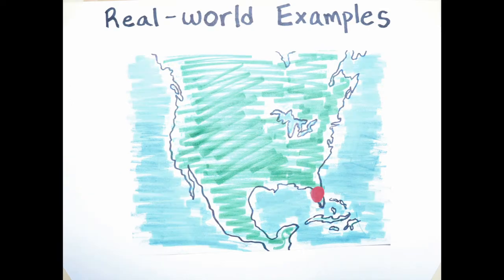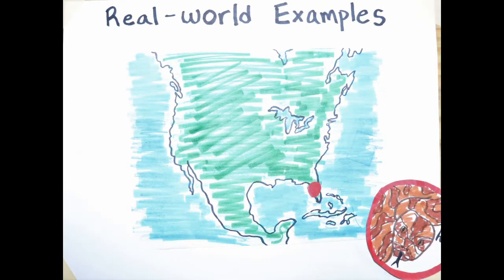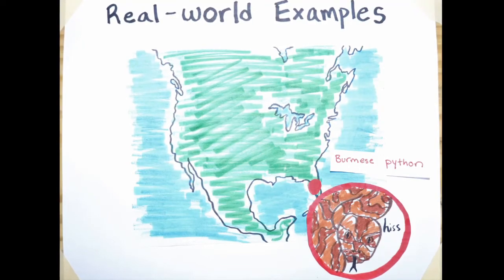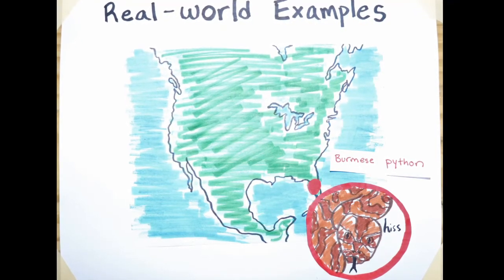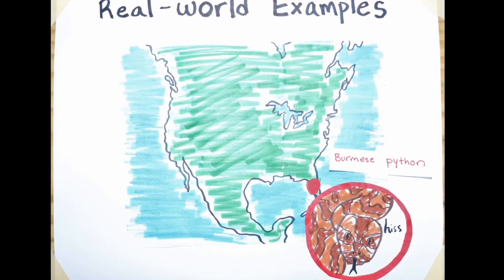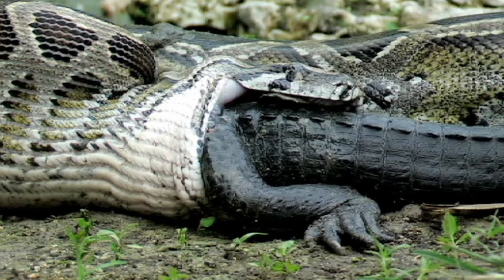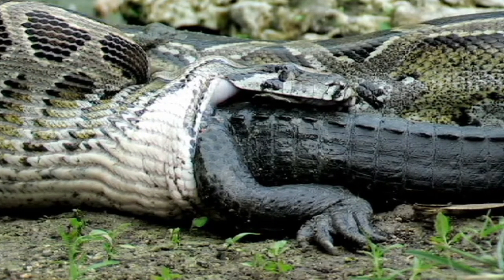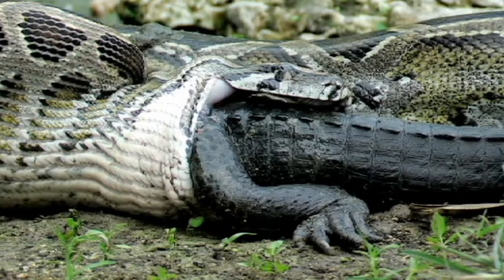The Burmese python, native to Southeast Asia, was released into the Florida Everglades in the 1970s by irresponsible pet owners. There, it has no natural predators. It can even eat alligators. As the python numbers grew, they outcompeted natural predators in the ecosystem.